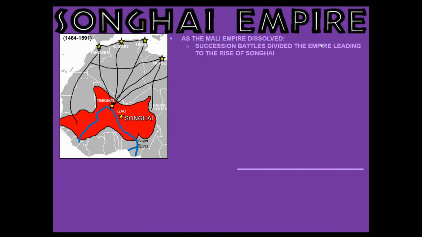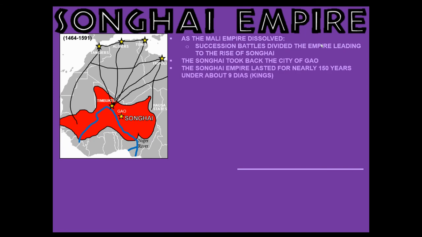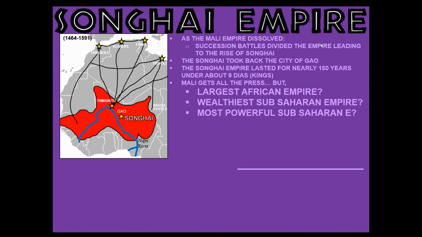As the Mali Empire dissolves, the battles are going to kind of divide it up over who's going to rule it, leading to the rise of the Songhai, who take advantage of this. The Songhai took back the city of Gao, and it eventually lasts for nearly 150 years under the rule of about 9 kings. Mali gets a lot of the press, but the largest African empire, the wealthiest sub-Saharan empire, and the most powerful sub-Saharan empire, the answer for that is the Songhai.